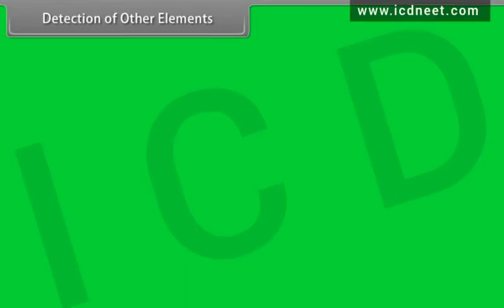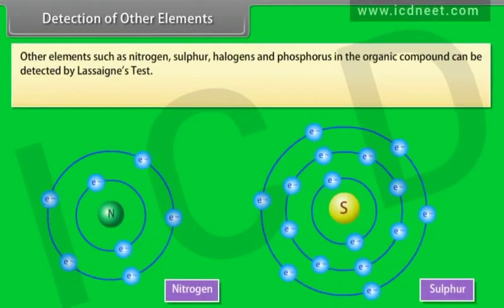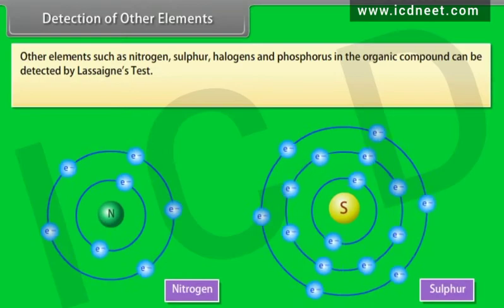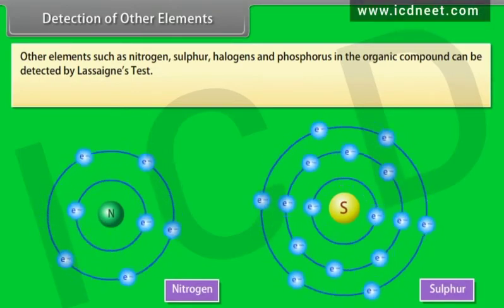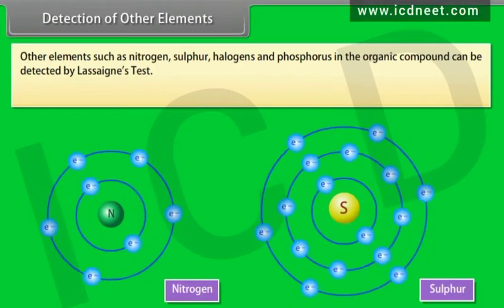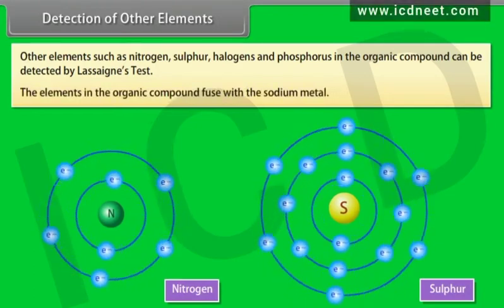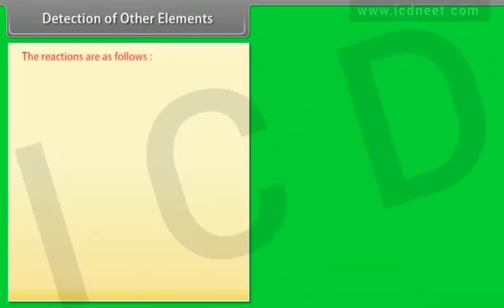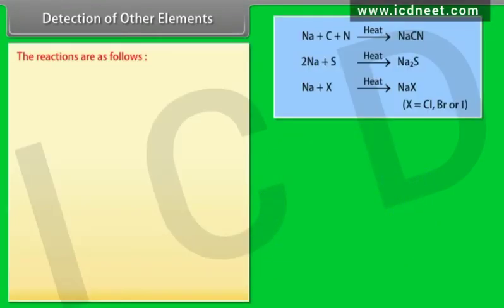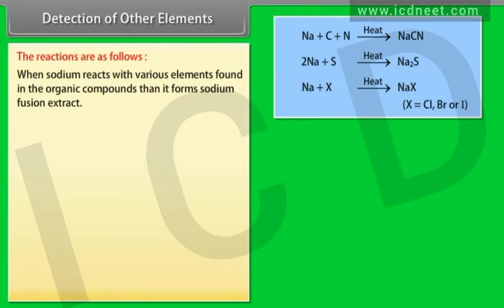Detection of other elements. Other elements such as nitrogen, sulfur, halogens and phosphorus in the organic compound can be detected by Lassaigne's test. The elements in the organic compound fuse with the sodium metal. The reactions are as follows. When sodium reacts with various elements found in the organic compounds, it forms the sodium fusion extract.